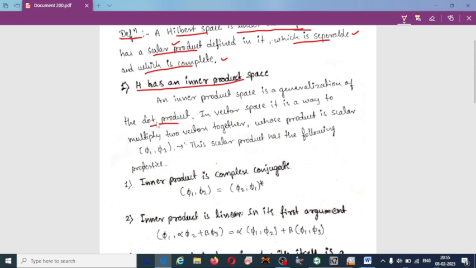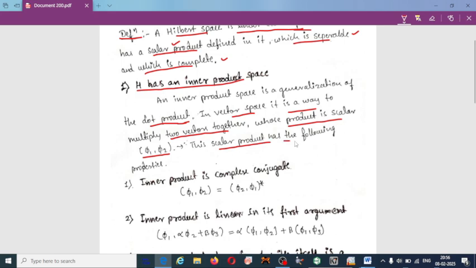If you take two vectors, their product is what? Dot product, like A dot B. You denote the product of two vectors as dot product or scalar product. So in a vector space, the inner product is a way to multiply two vectors together, which is a dot product or scalar product, whose result is a scalar. Phi 1, phi 2, this is how we denote the scalar product.